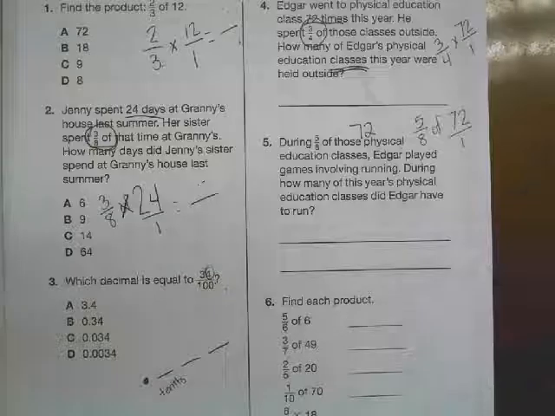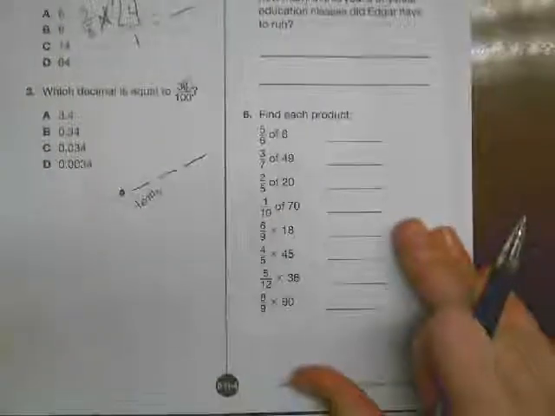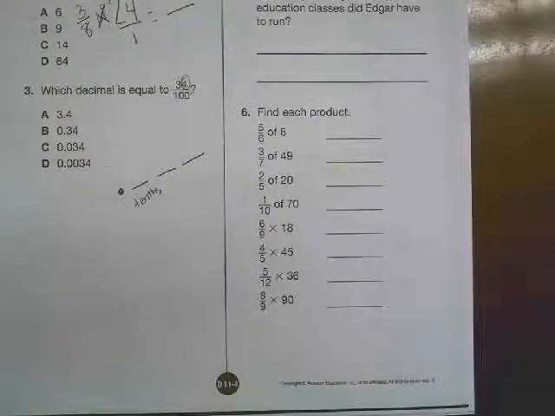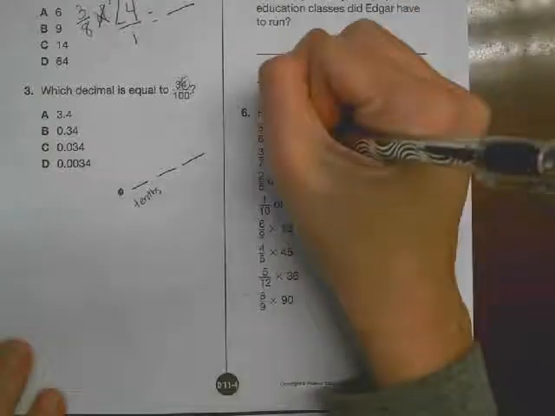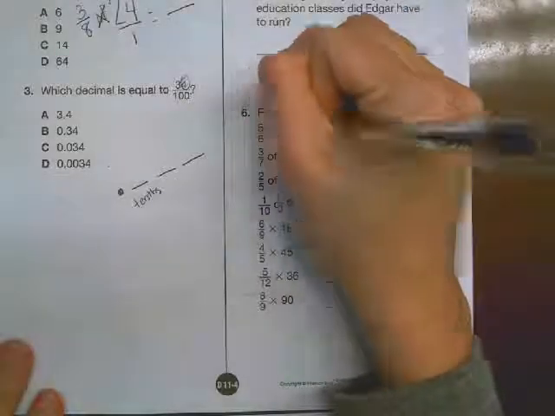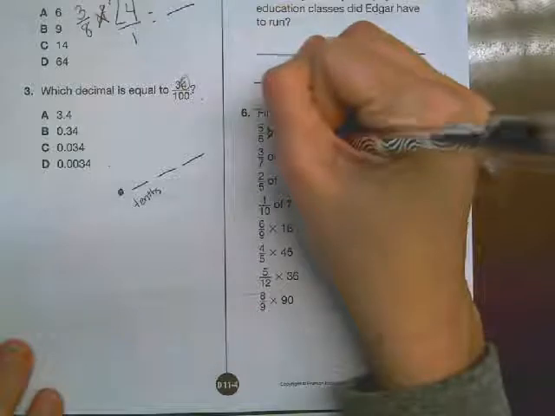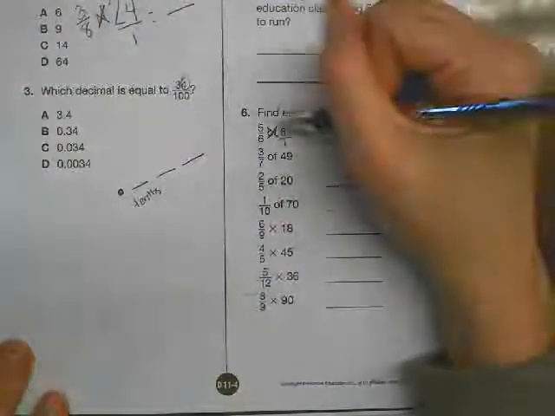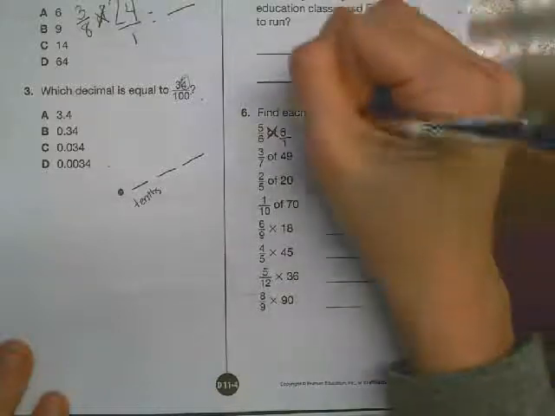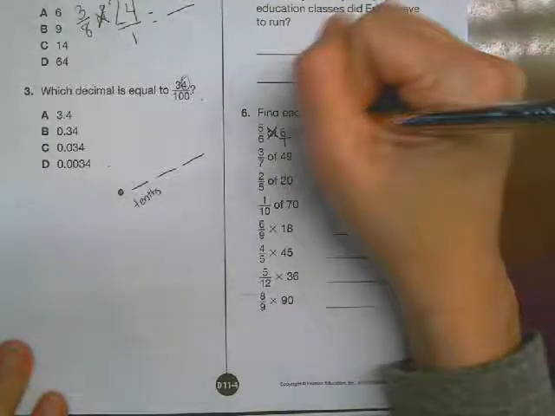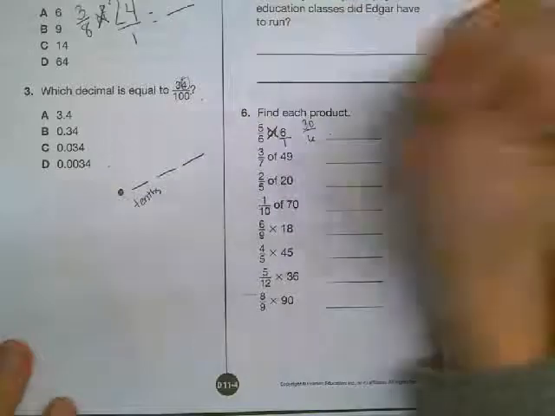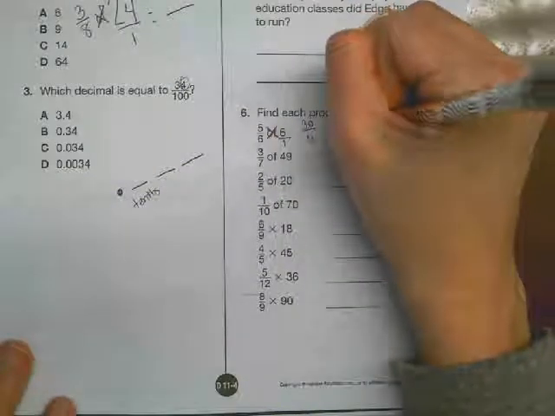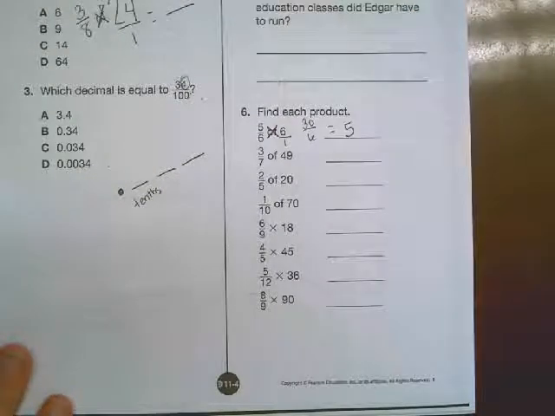For question number 6, you're just going to get a whole lot of practice with multiplying fractions. So just remember, of means to multiply. Put a 1 under your whole numbers, and I'll do this one with you. 5 times 6 is 30. 6 times 1 is 6. 30 divided by 6 is equal to 5. So there's your answer for that.